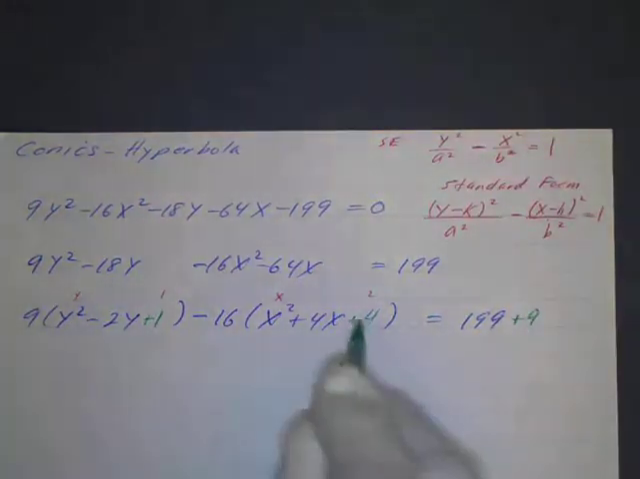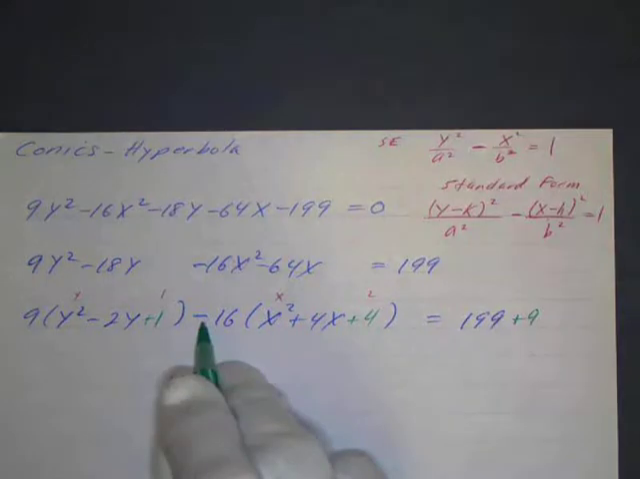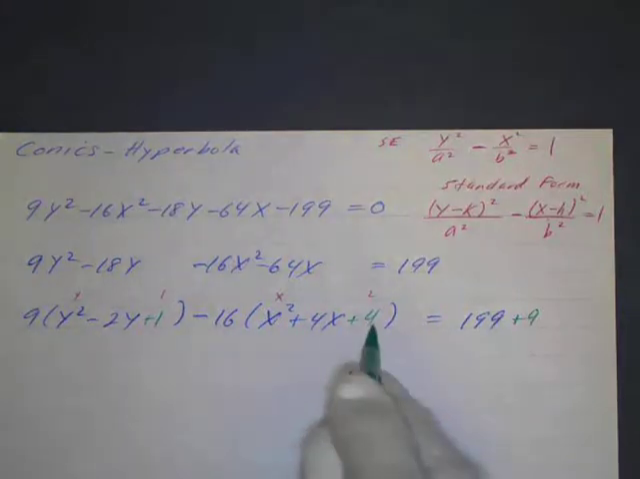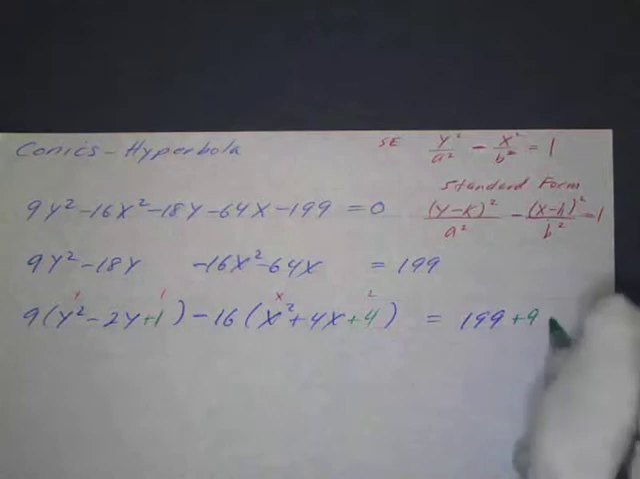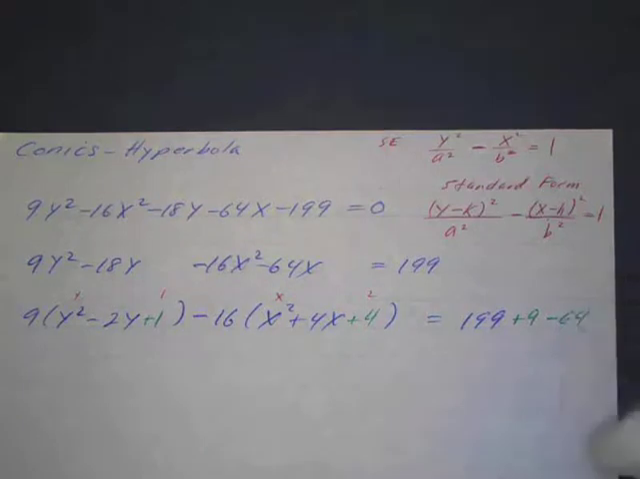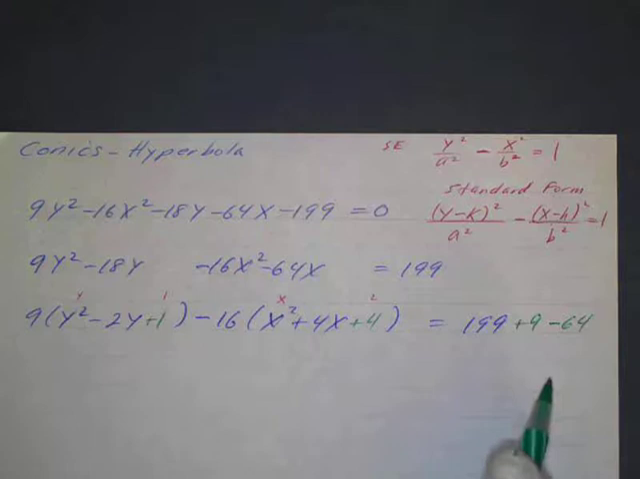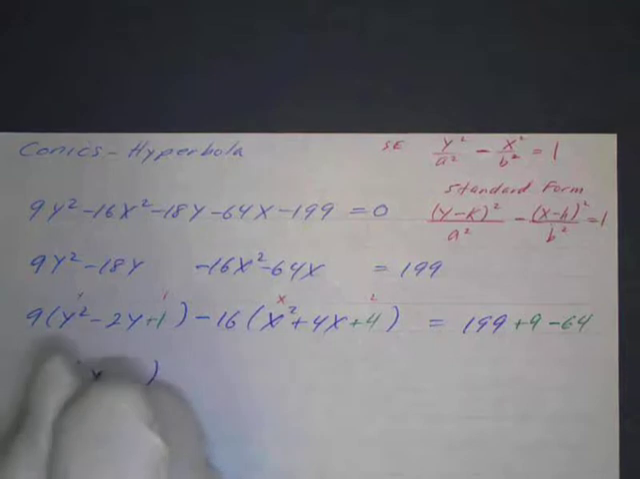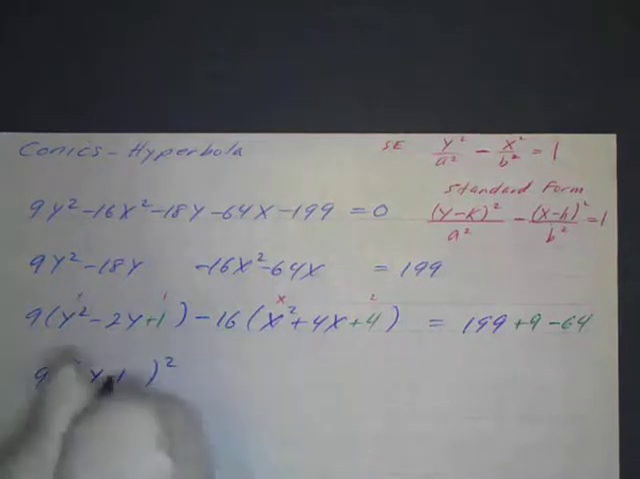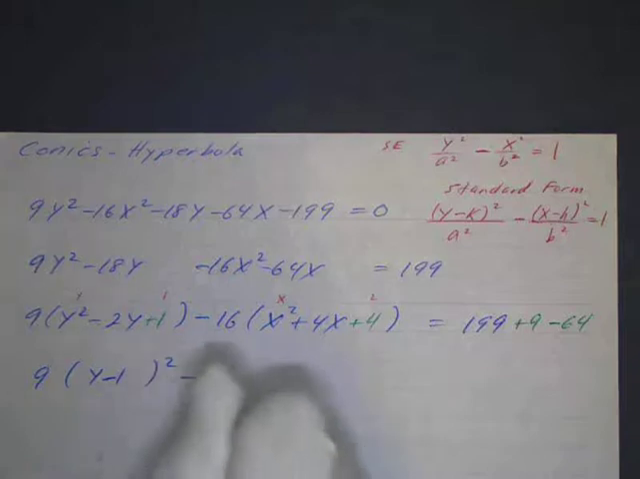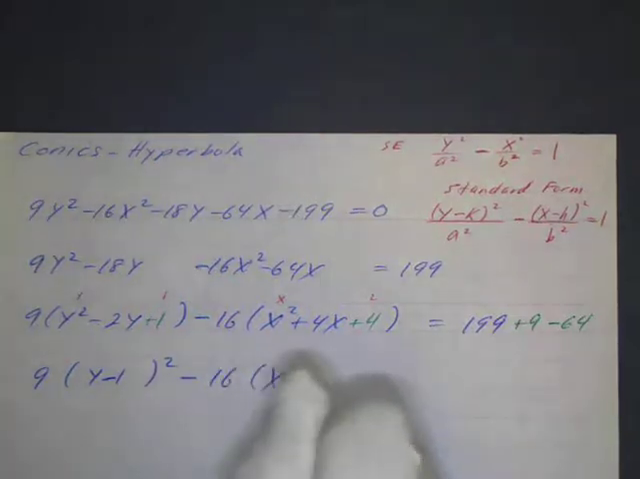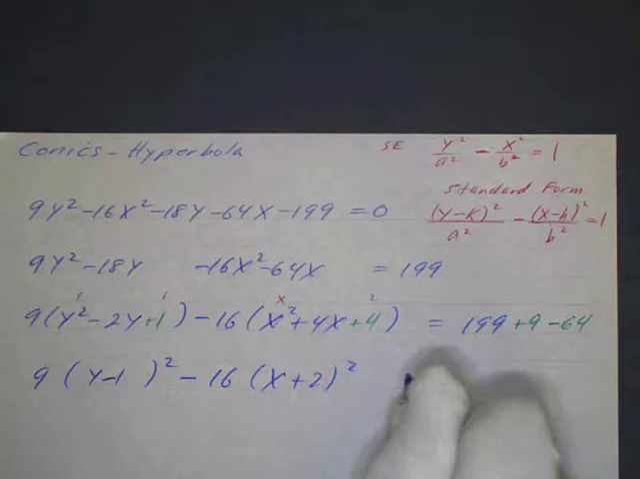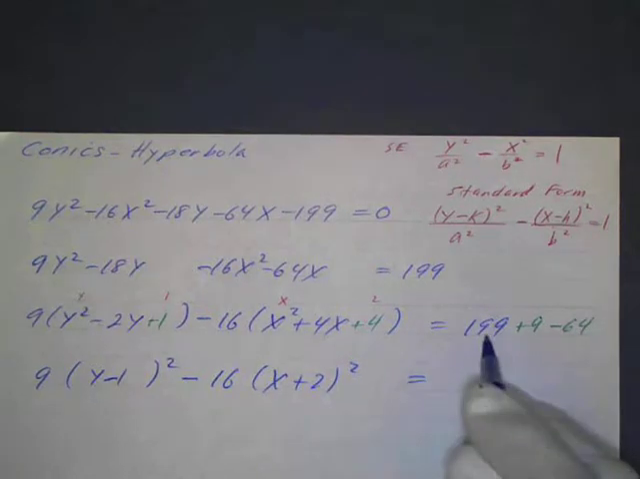And here I'm putting a positive 4 here, but it's preceded by a negative, so it's negative 16 times 4, which is negative 64, so I'm actually subtracting 64 from both sides to balance that out. Now I can factor this out, so I've got 9 times y minus 1 squared minus 16 times x plus 2 squared. And that equals, if I take 199 plus 9, I get 208 minus 64, I get 144.